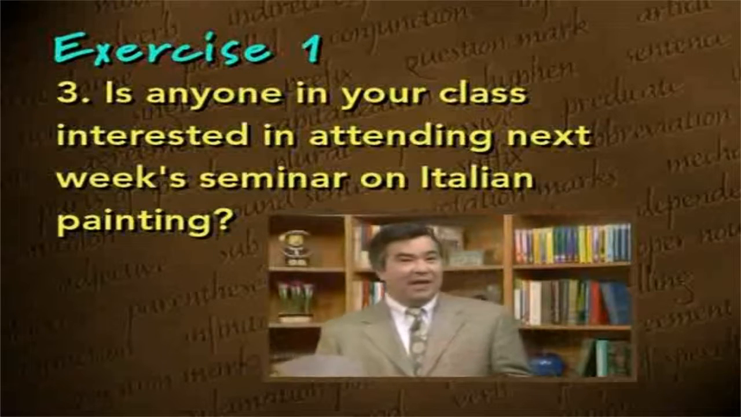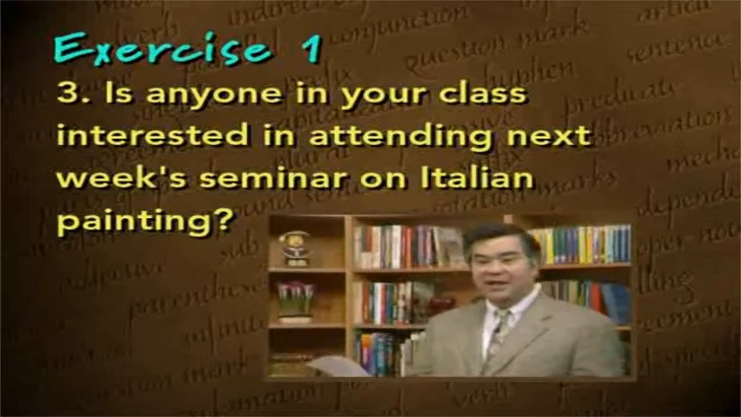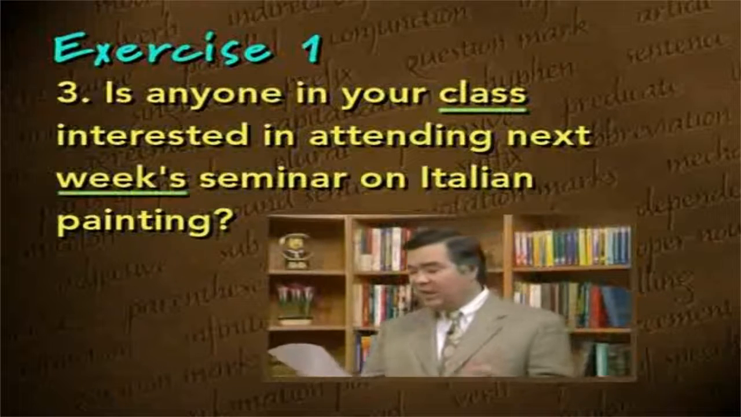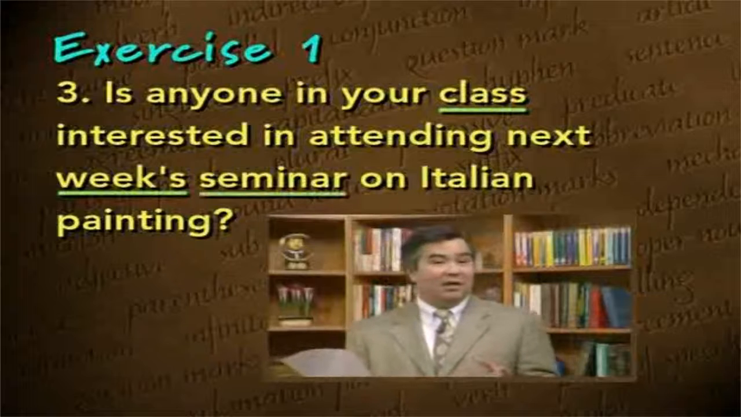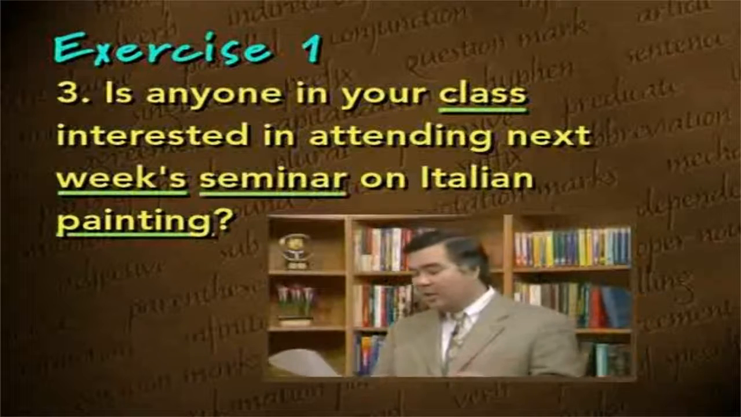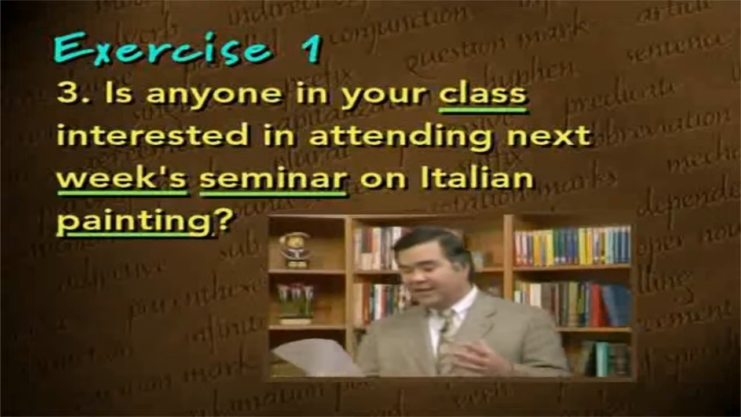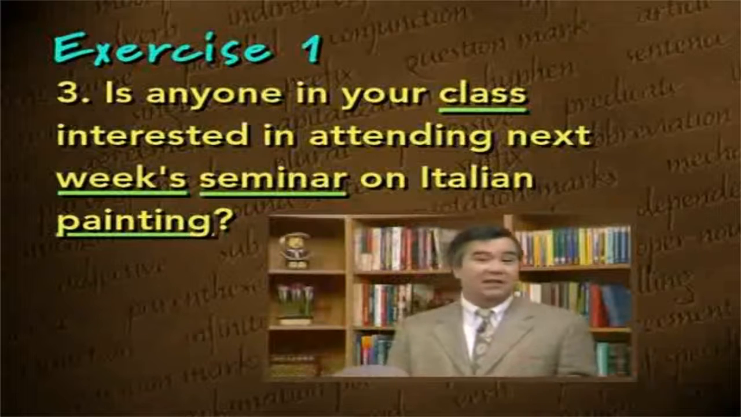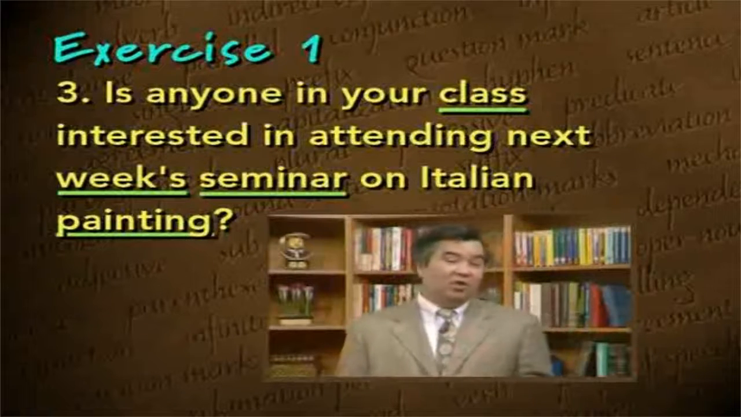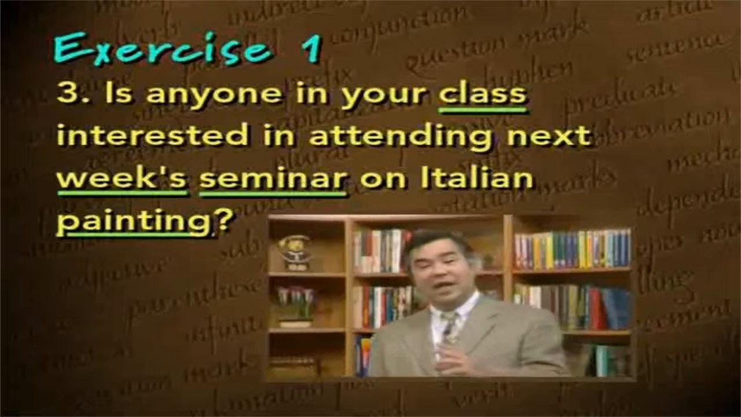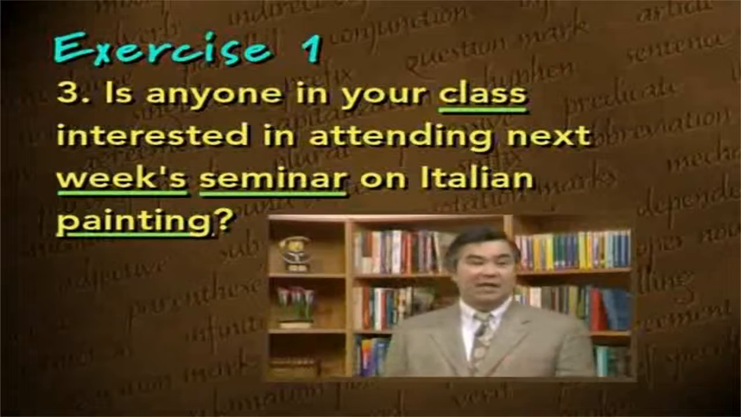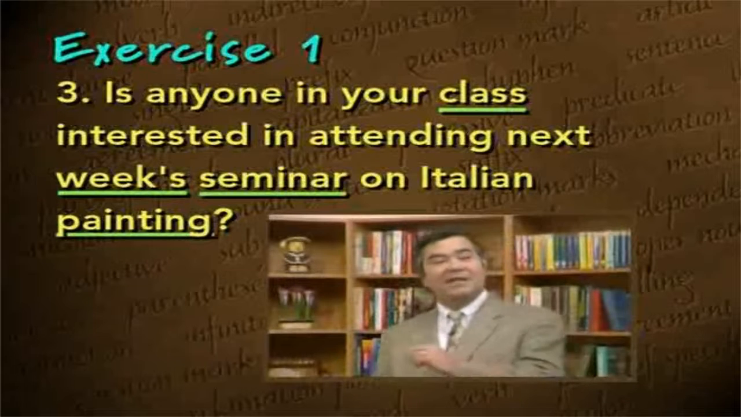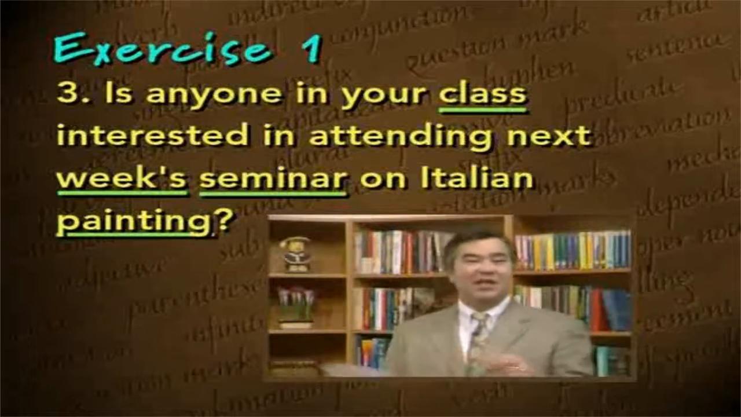Again, let's begin with nouns. Which nouns did you recognize in this sentence? The nouns here are class, week's, seminar, and painting. You might be curious about the second noun here, week's, which ends with an apostrophe s. The apostrophe s is usually used in English to turn a noun into a possessive noun. You use the possessive form of the noun when describing something that belongs to or is related to the noun.